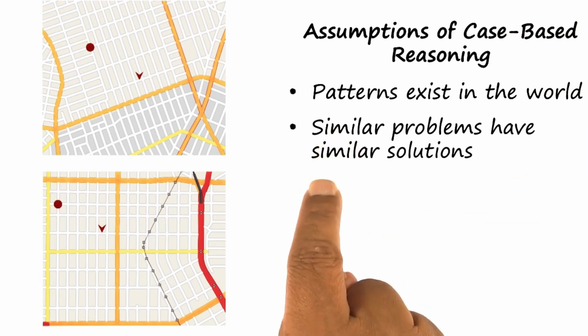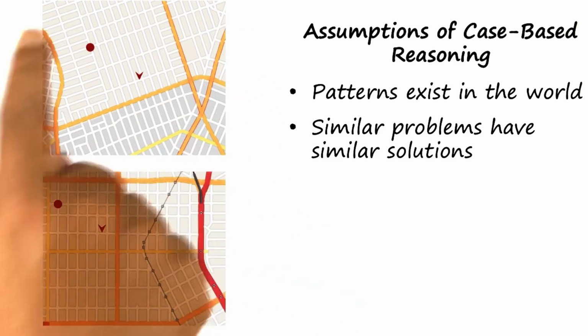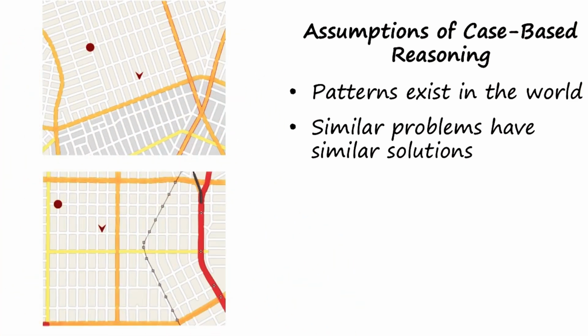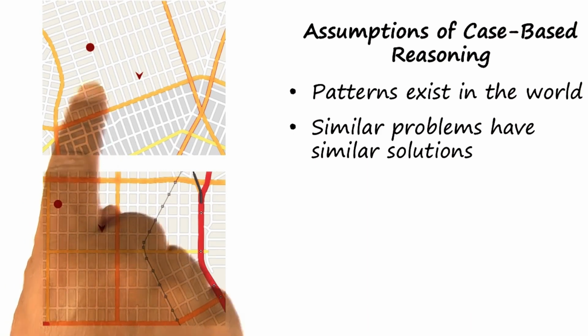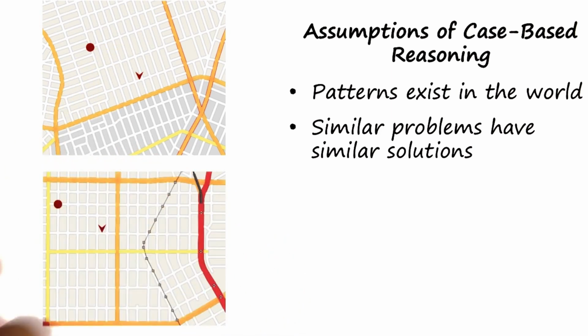Second assumption is that similar problems often have similar solutions. Here is a grid of a part of Long Island. Here is a grid of part of Dallas, Texas. Now, if you look at the one in Long Island, you can see that if there are two problems which are very close to each other, they are likely to have very similar solutions. And the same is true for the grid in Dallas.